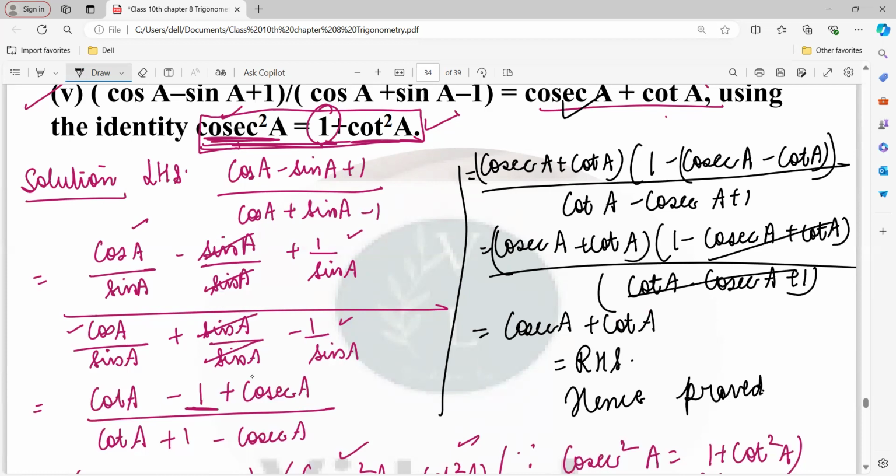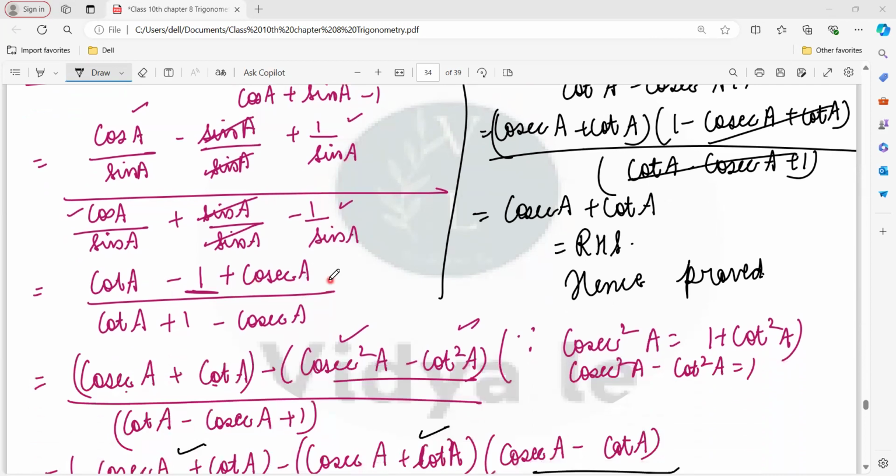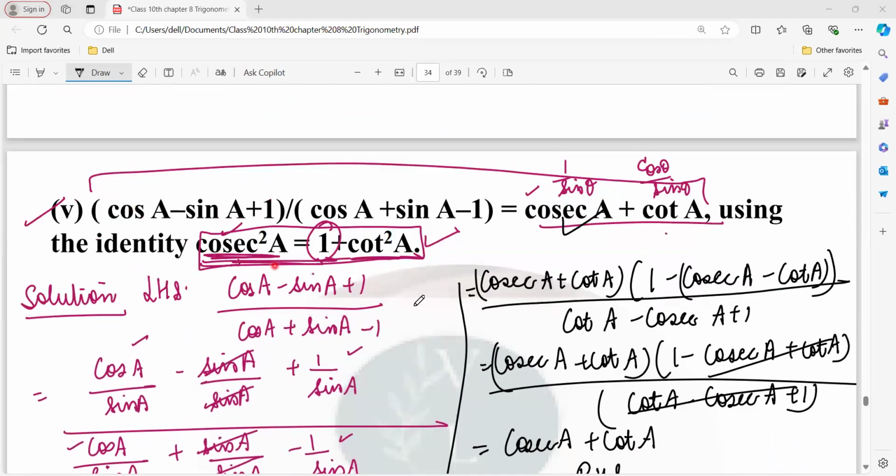I hope it is clear to everyone. Wonderful. So let's revise it once again. We have (cos A minus sin A plus 1) upon (cos A plus sin A minus 1). First of all, we divided both the numerator and denominator by sin A to get terms like cosecant and cot. So we got (cot A minus 1 plus cosecant A) upon (cot A plus 1 minus cosecant A). Now, we need to use the identity cosecant square A is equal to 1 plus cot square A.